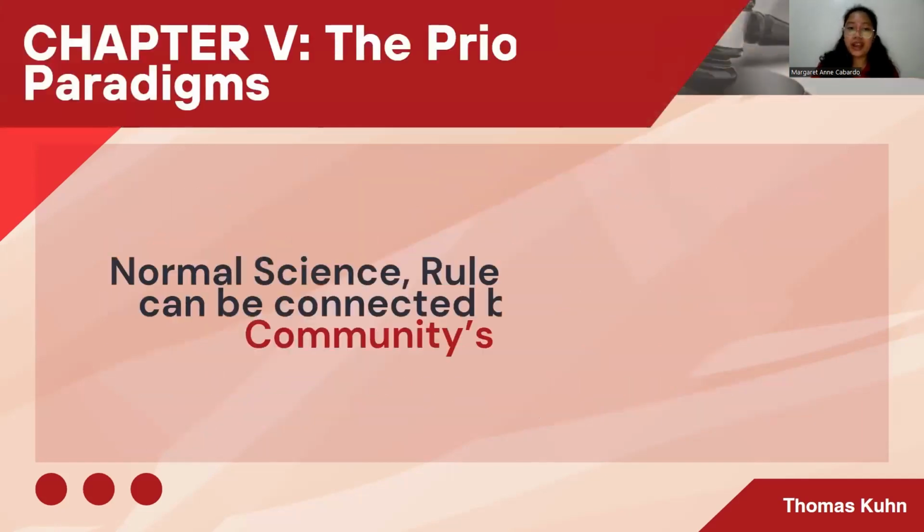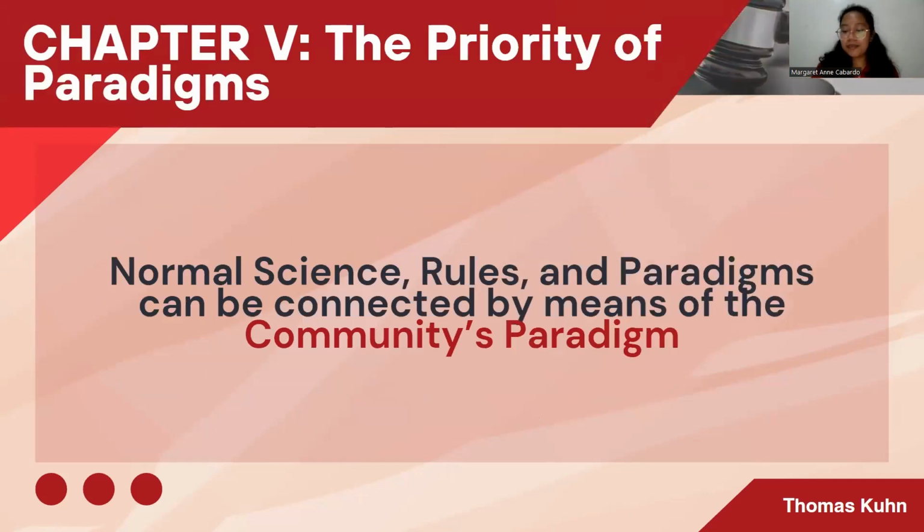Next one is chapter 5, the priority of paradigms. Normal science, rules, and paradigm can be connected by means of community paradigm. In this chapter, we are going to see the priority of paradigms in a lot of ways. Paradigms are prior to and more binding and more complete than any set of rules for research that could be unquestionably abstracted from them. Paradigms could determine normal science without the intervention of discoverable rules.